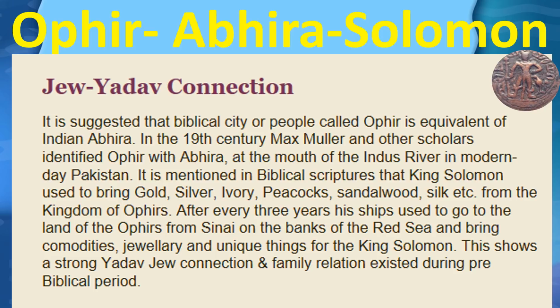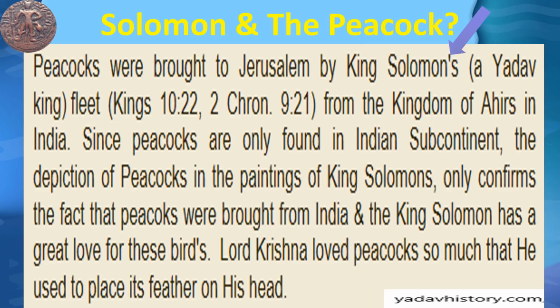Now this coincides with that writing that was sent to King Charles related to King Solomon and Ophir. And also recall that Ophir is related to the name of Abraham's nephew. Now, according to this discussion, peacocks were brought to Jerusalem by King Solomon's fleet. And these were supposedly coming from India because peacocks are only found in the Indian subcontinent. And you can also see there's a notation about paintings with Solomon and also him wearing a peacock.